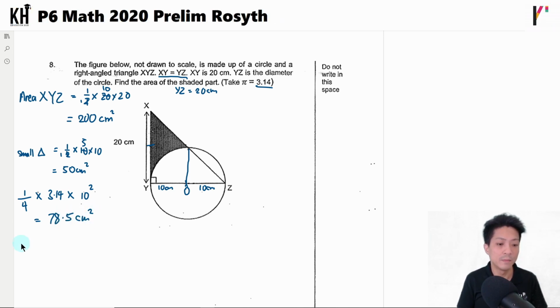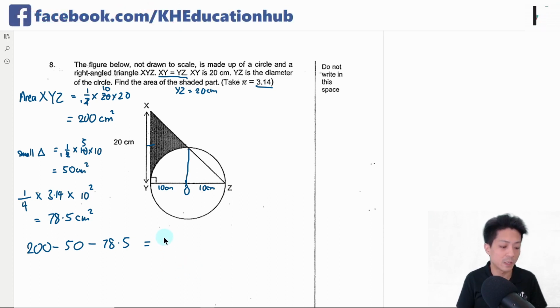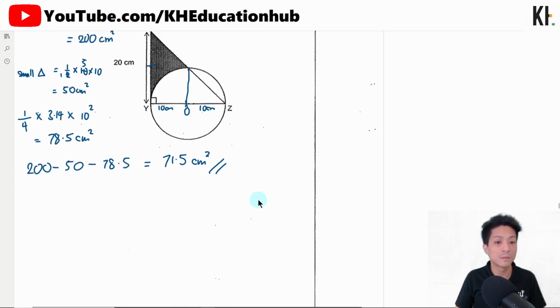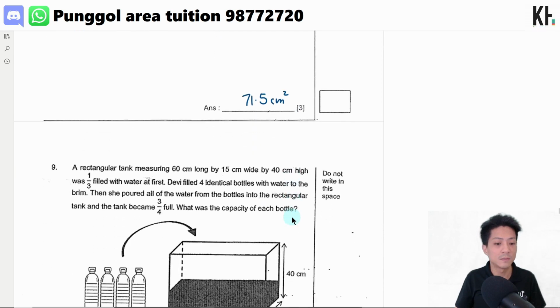78.5 square cm. So the last thing that I have to do is to use 200 to minus away 50 and minus away 78.5. Which is 150 minus away 78.5, which will give me 71.5 square cm. Just double checking to see if I didn't make any mistake. I don't think so. 71.5 is the answer.